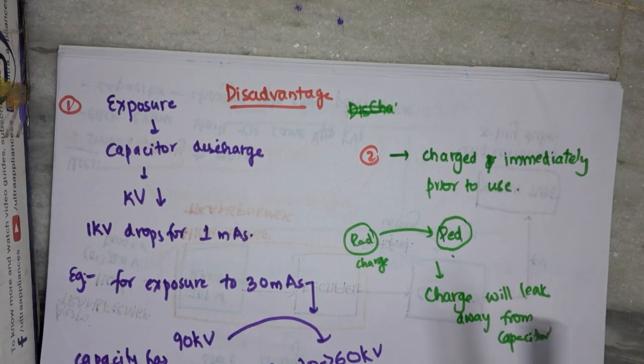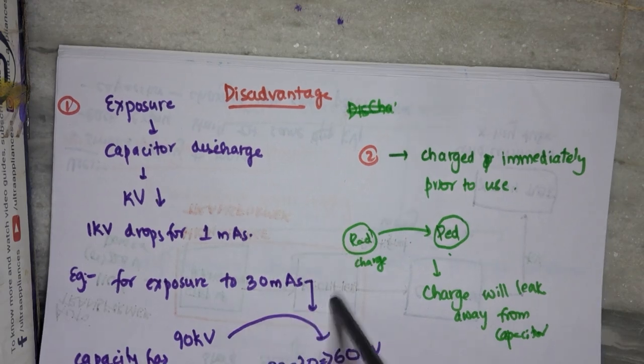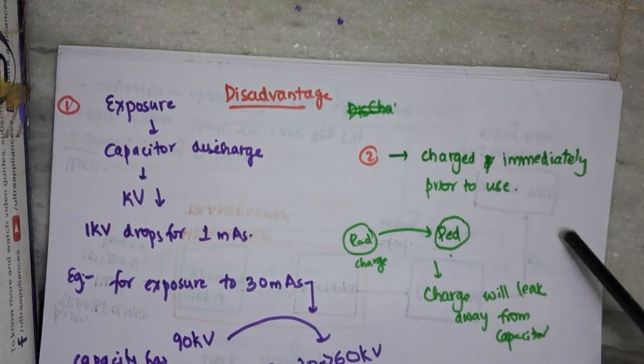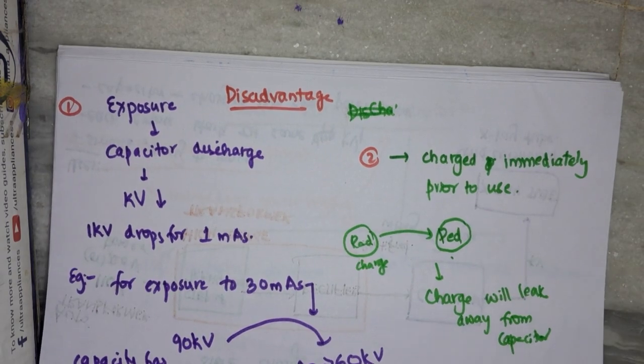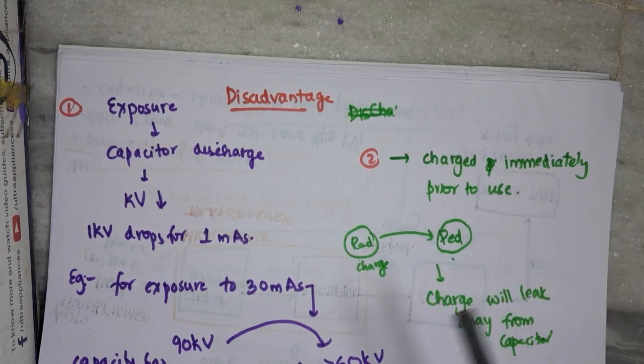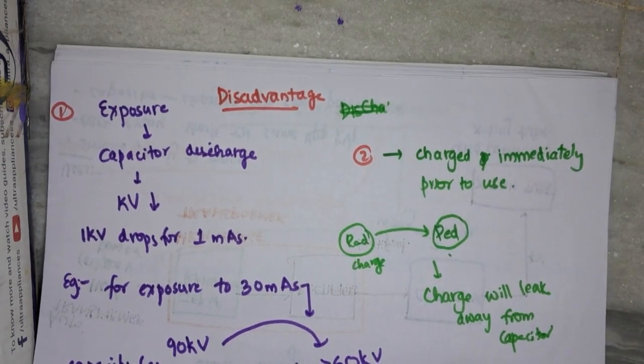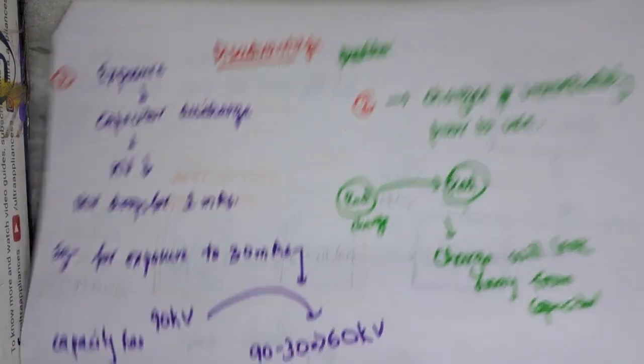That means the capacitor should be charged immediately prior to use. We cannot charge the capacitor in one place, transport it to another place, and then use it, because by the time the capacitor is transported, the charge starts to leak and becomes zero, and the X-ray will not work. The exposure of X-rays cannot be made.